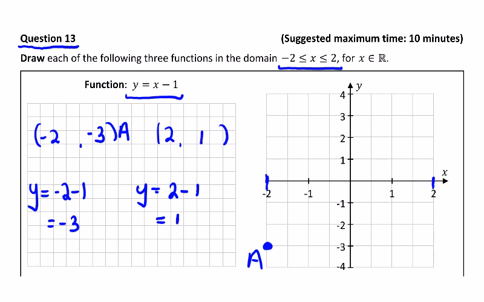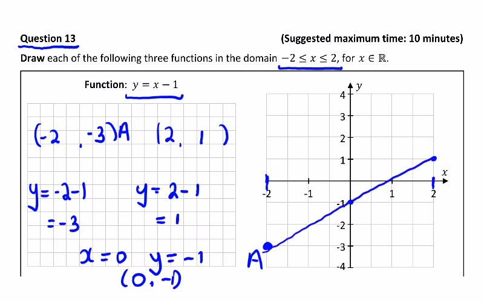2, 1 will be here. If you want to get the y-intercept, you could say when x is equal to 0, if you wanted to get a third point, or just put your ruler on the graph. If x is equal to 0, y is equal to minus 1. So there's another point, 0, minus 1. Stick it in there. You can see that they do line up. You're going to have a ruler which will be more accurate than mine.